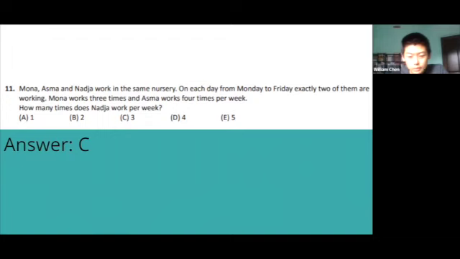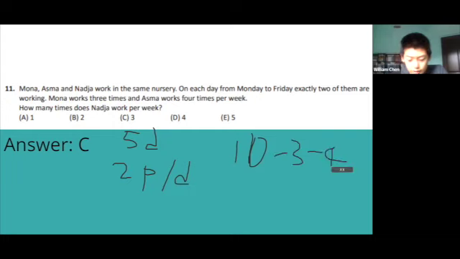Let's count the total number of times they work. Since there are 5 days, 2 people work per day. Therefore, there are 10 working days. Mona works 3 times and Asma works 4 times. We simply subtract 3 and 4 from 10. And we're left with the result, 3. Therefore, the answer is C.